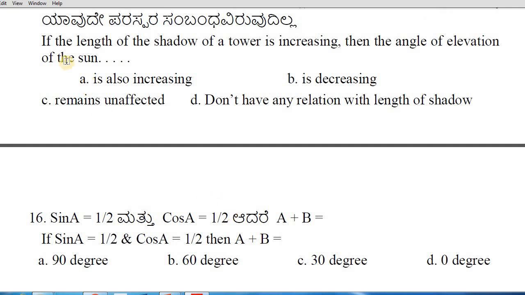Question number 15. The same kind of questions I discussed two days back in the video, some applications of trigonometry, children, and there I clearly said that definitely 1 or 2 questions will be there from that chapter. See the question. If the length of the shadow of a tower is increasing, then the angle of elevation of the sun is, options are, is also increasing, is decreasing, remains unaffected, doesn't have any relation with the length of the shadow. The correct answer is B, is decreasing.